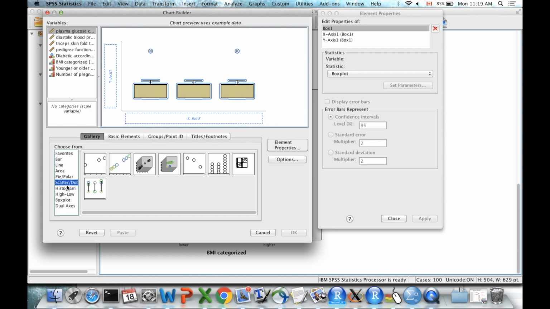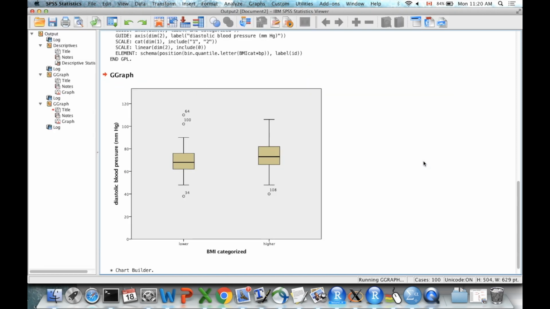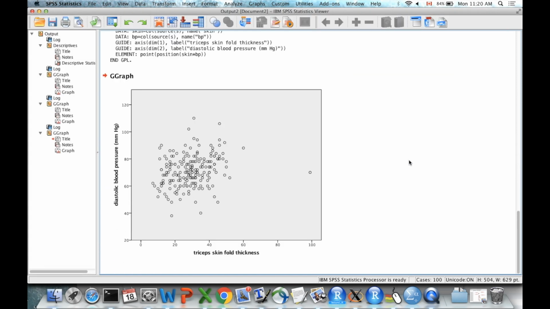So I click on scatter/dot, and again, I'm going to choose the first one and just drag it onto the screen. And so let's look at, I don't know, tricep skin fold thickness on the horizontal and blood pressure again on the vertical. Run the function, and we get our scatter plot of these two variables.